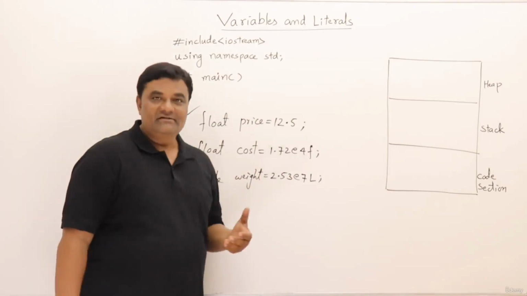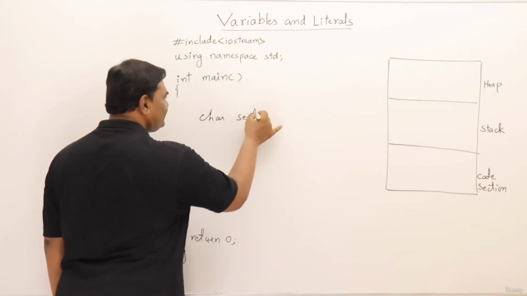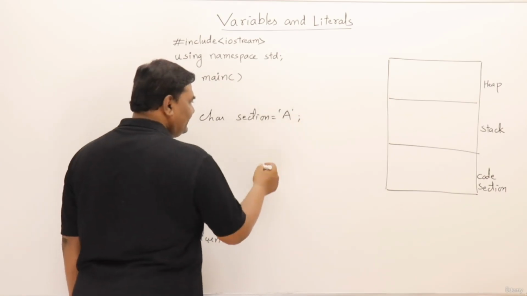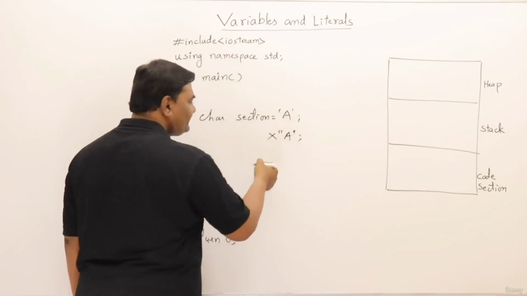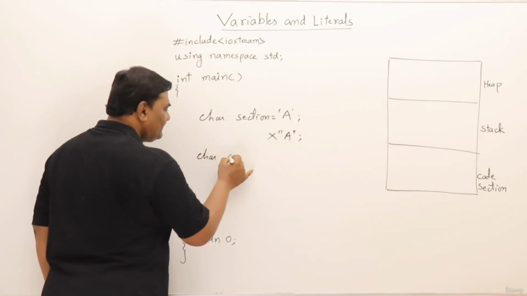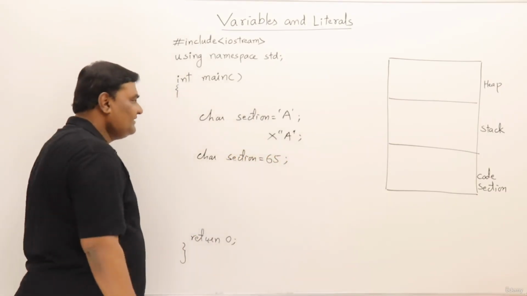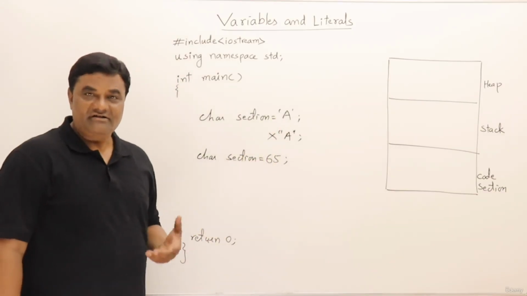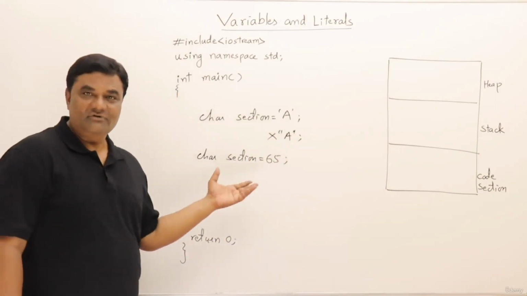Now next, let us see character literals. When we declare a character type variable, suppose char section, a class section A, it must be given in single quotes. If you use double quotes A, then this will be a string. It is not a character. It should be in single quotes. Or otherwise, char section, I can even write a numerical value, that is 65, because 65 is the ASCII code for A. So you can write an integer literal for initializing a character type variable. So this is about a character.